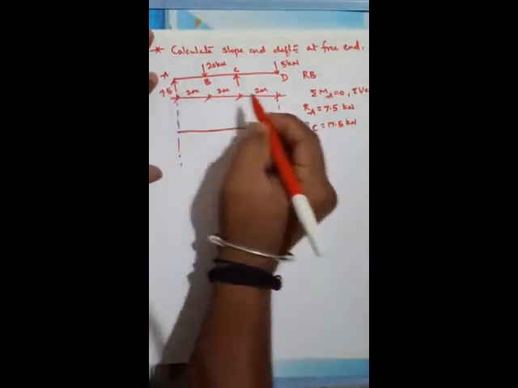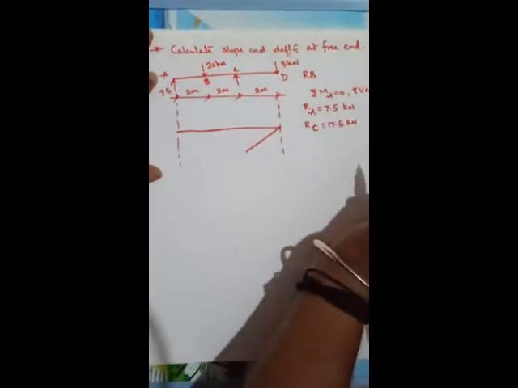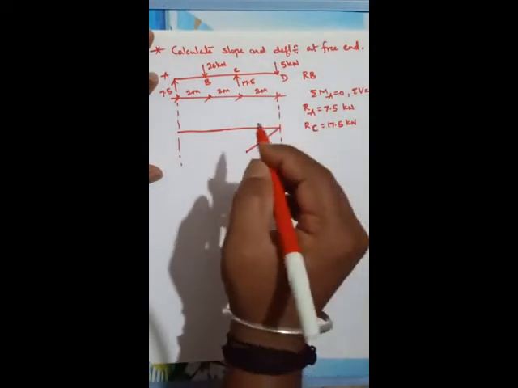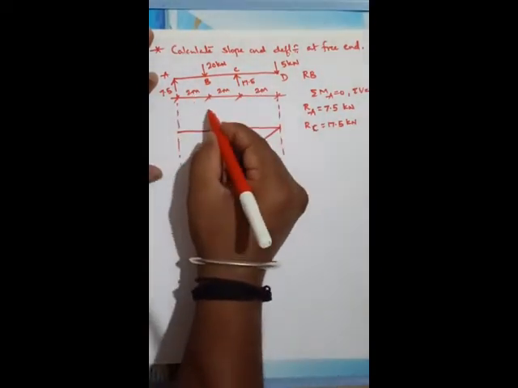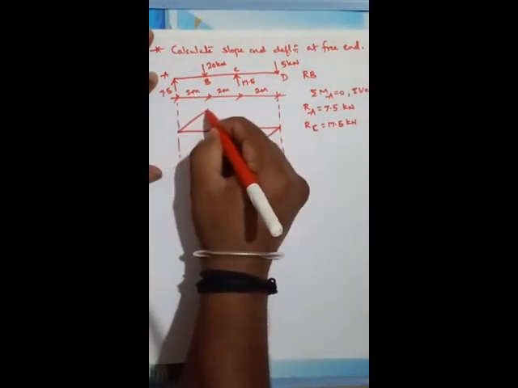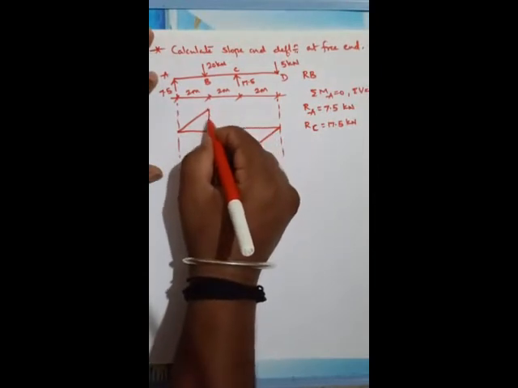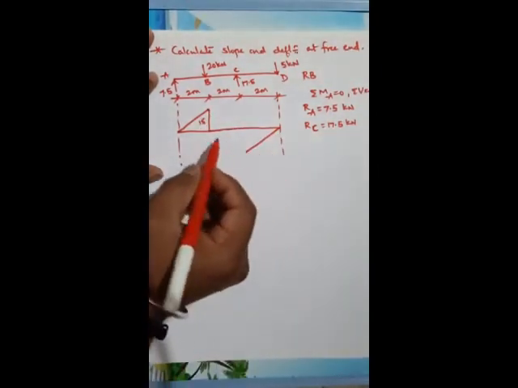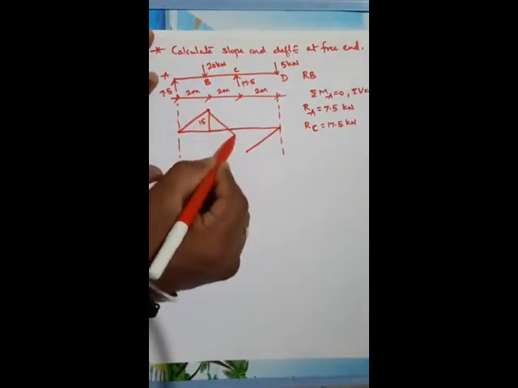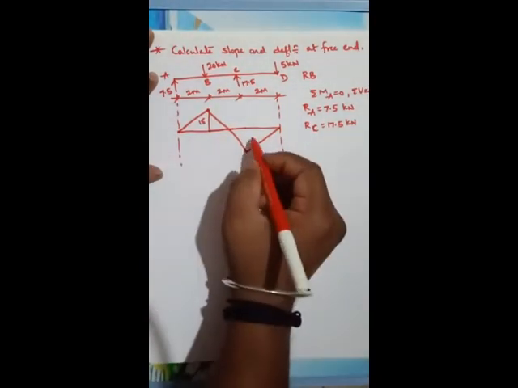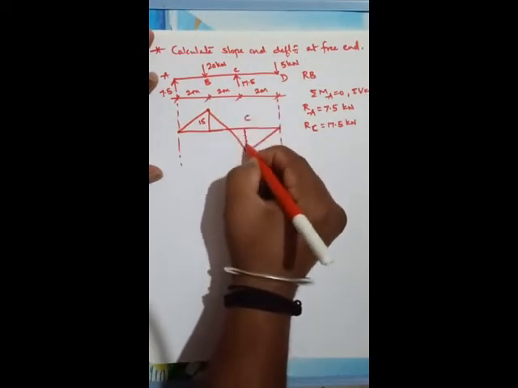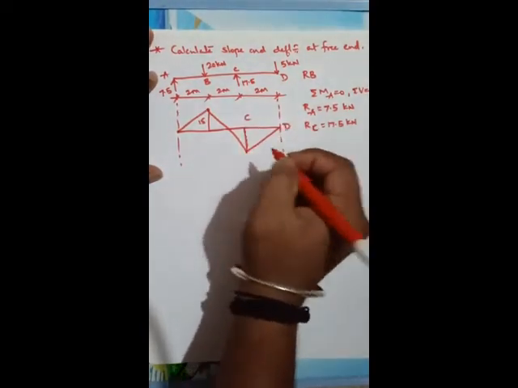So this is 7.5, this is RC is 17.5, 7.5 into 2, it is 15. So you will be getting this one as 15. Okay, so from here to here you will join, correct? So this is point C. Okay, this is point D.